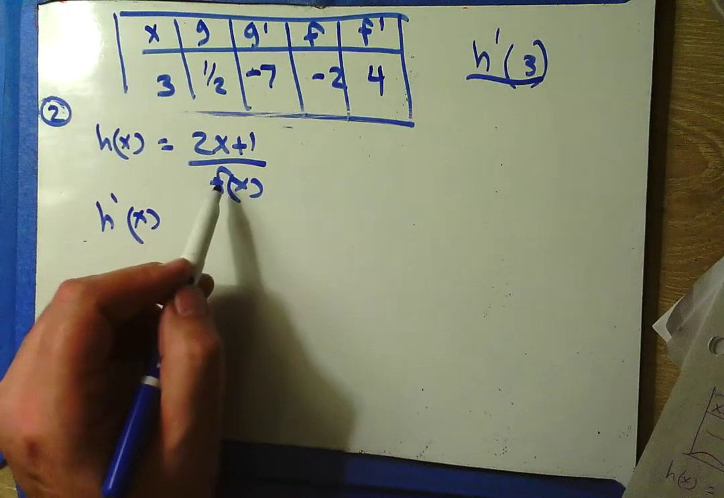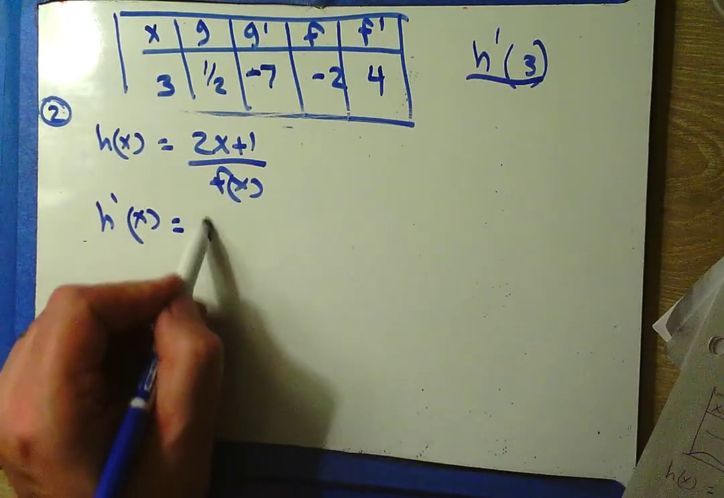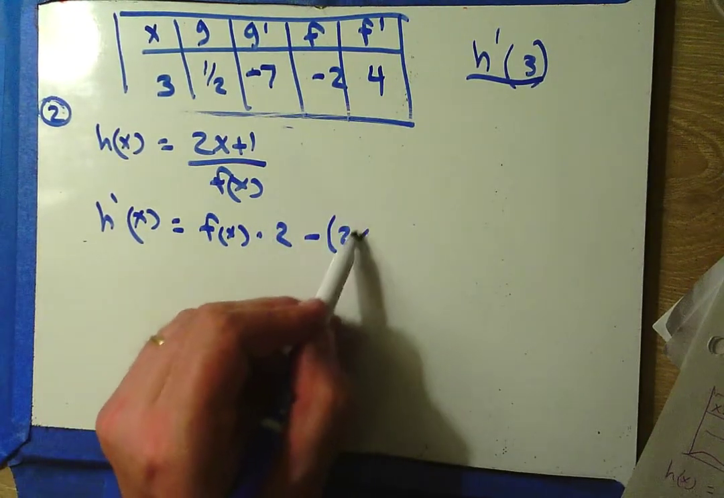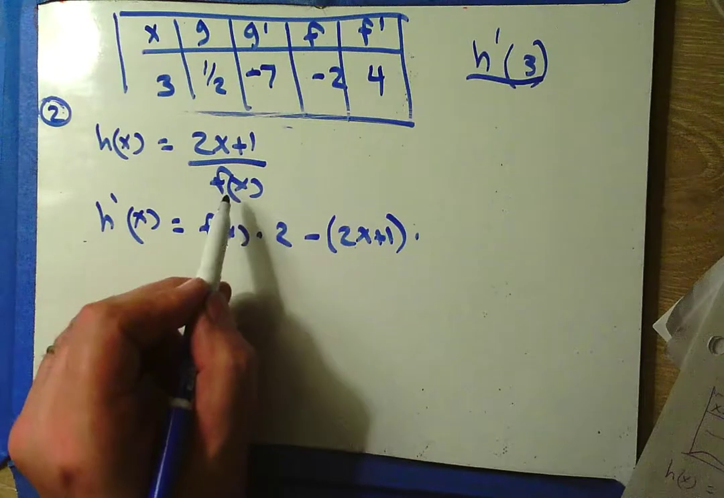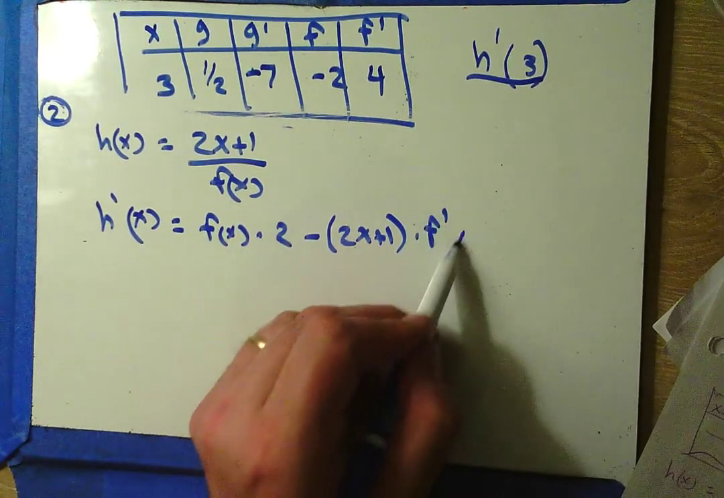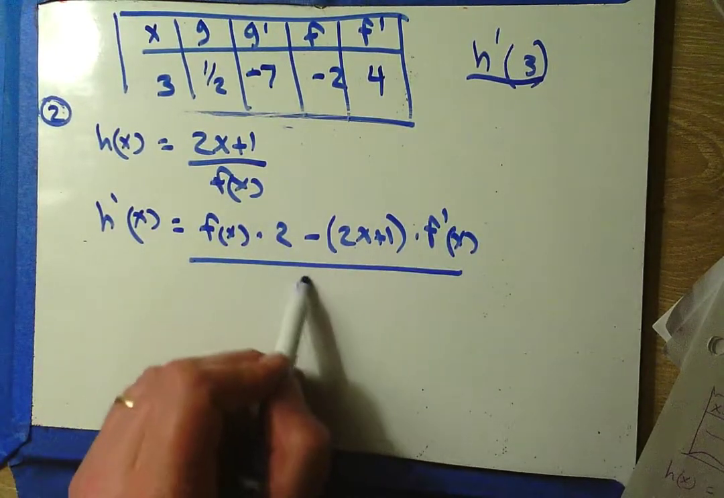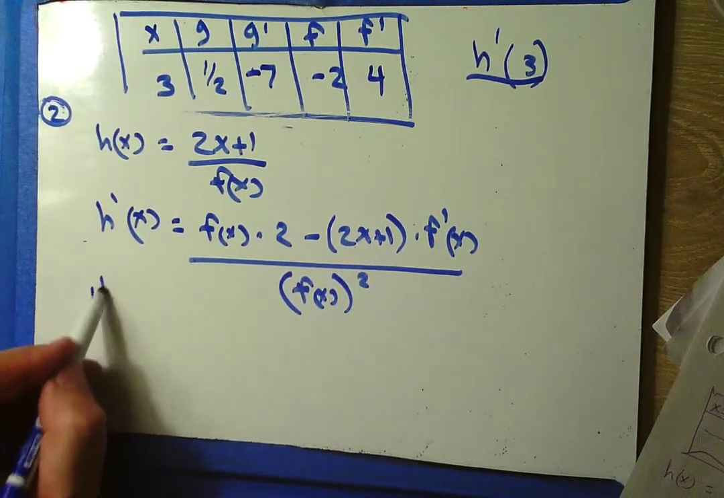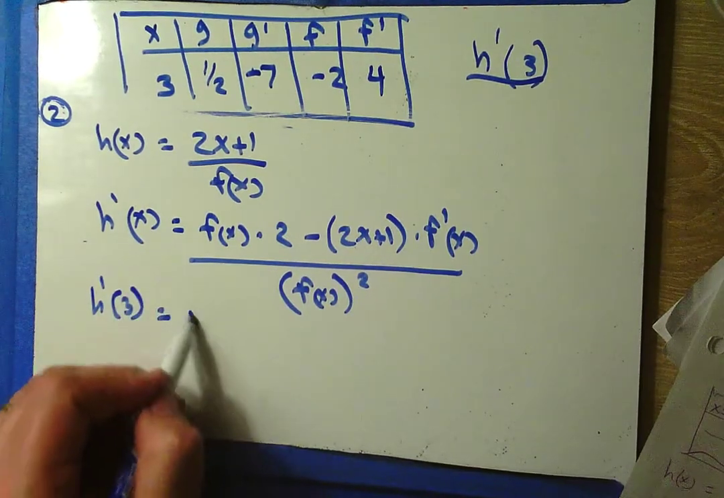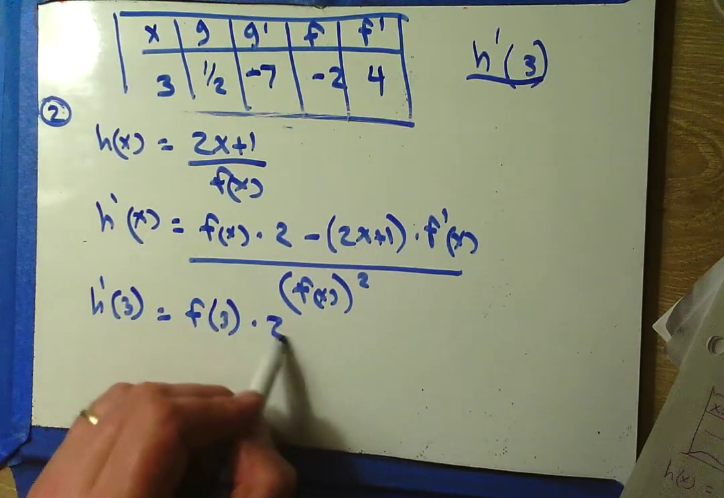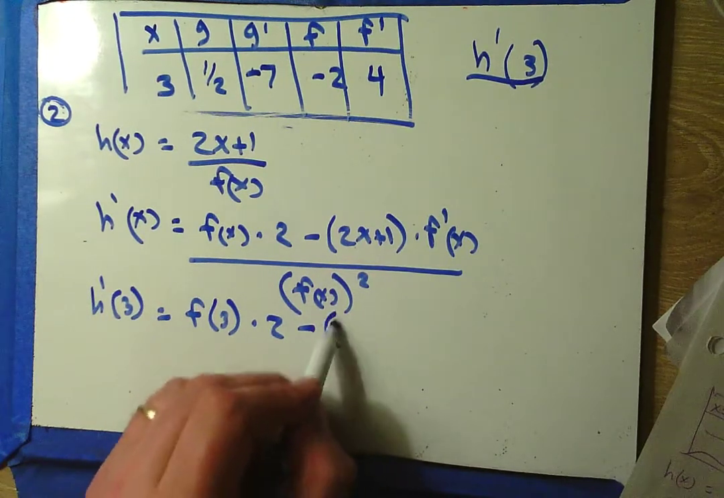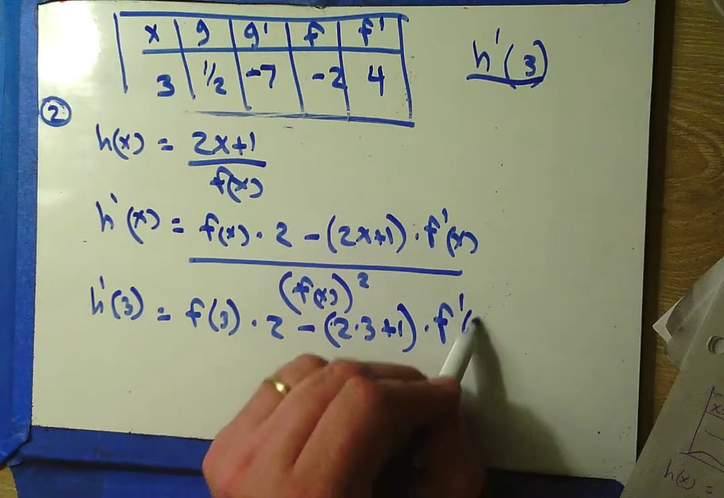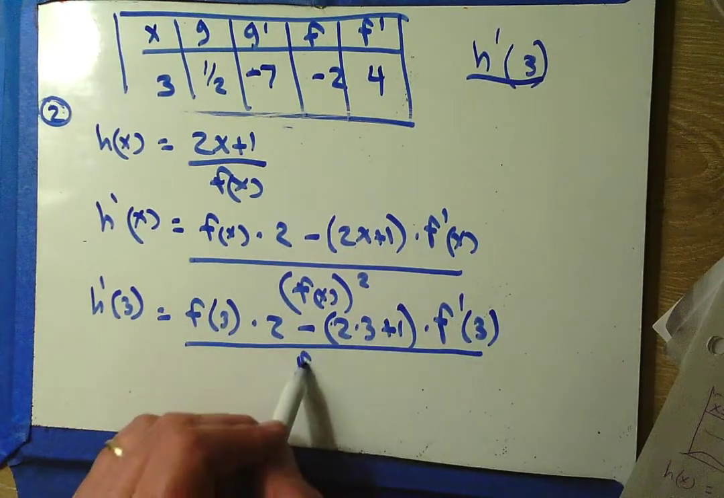So how do we find h prime of x? Well, this is a quotient, so I need the quotient rule. Low d high minus high d low. The derivative of f is called f prime over low squared. And so if I want h prime of 3, that's going to be f of 3 times 2 minus 2 times 3 plus 1 times f prime of 3 all over f of 3 squared.